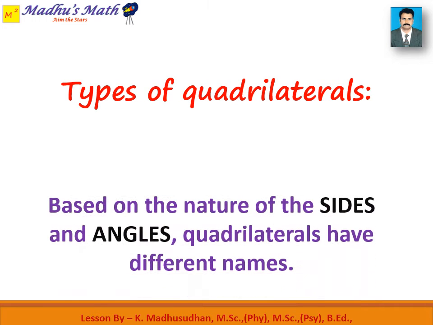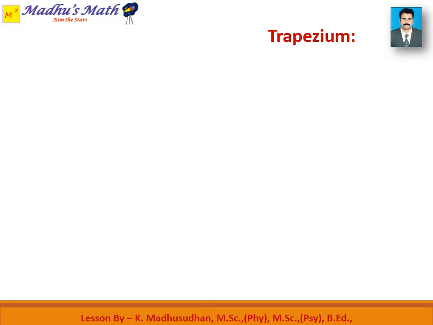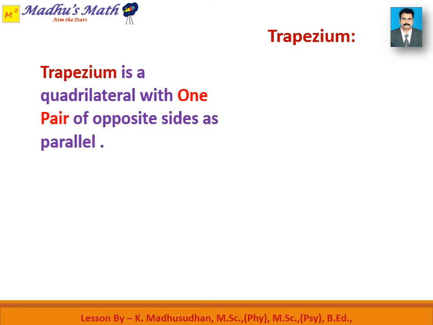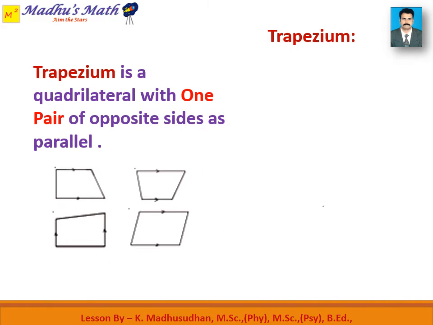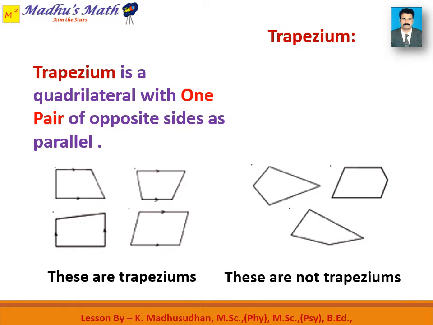Today, let us learn about types of quadrilaterals. Based on the nature of sides and angles of the quadrilateral, we can define them with different names. So here comes the first type of quadrilateral as trapezium. Trapezium is a quadrilateral with one pair of opposite sides parallel.